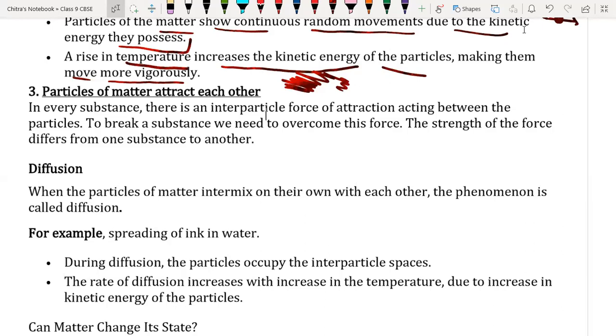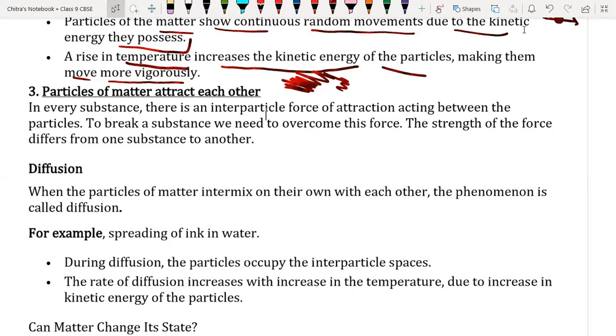Like we discussed about water: one water molecule attracts another water molecule. We discussed sodium chloride, where the force of attraction is due to oppositely charged particles. We have London force, dispersion force, different kinds of force by which one particle is attached with another particle and attracts it, and it is the universal truth.